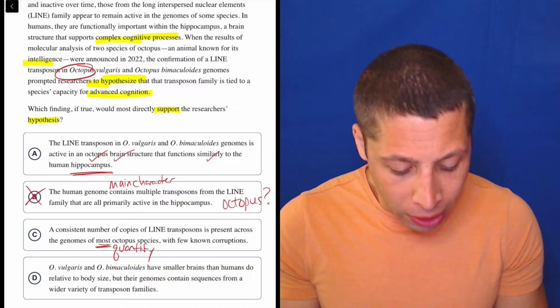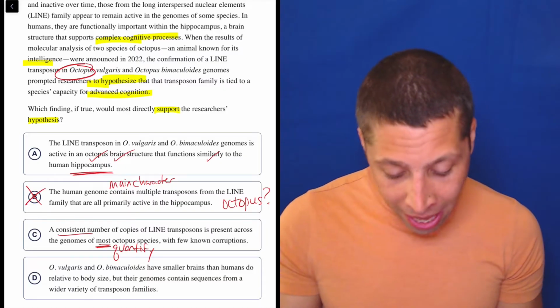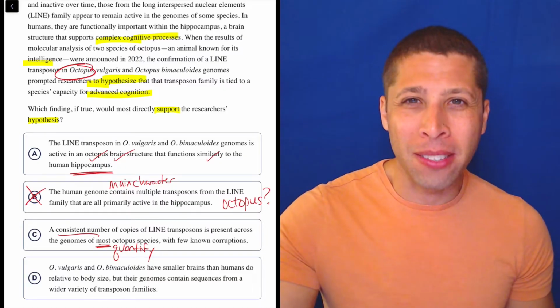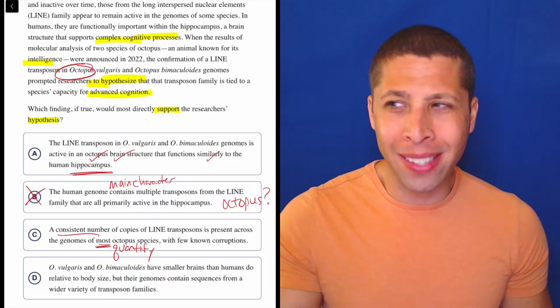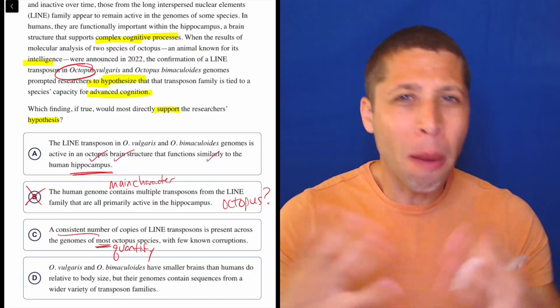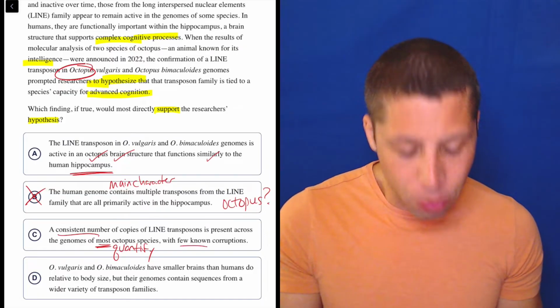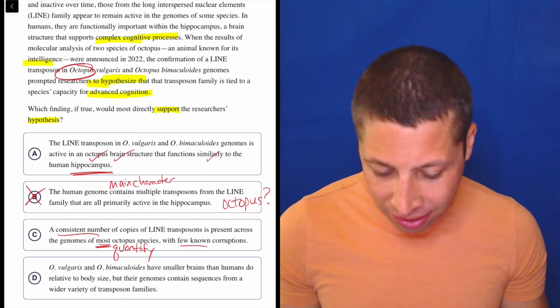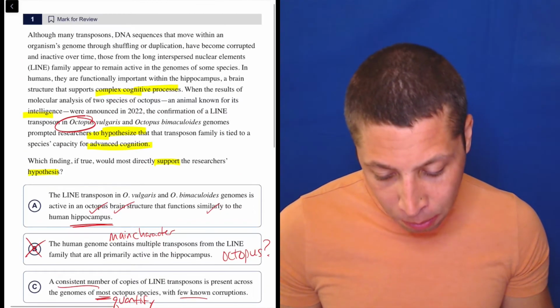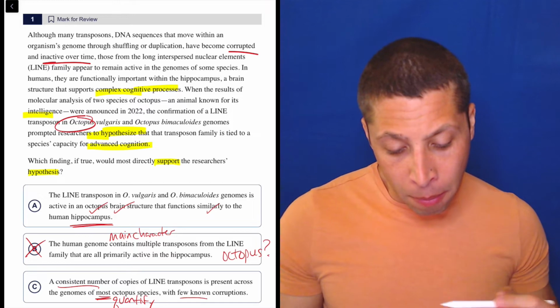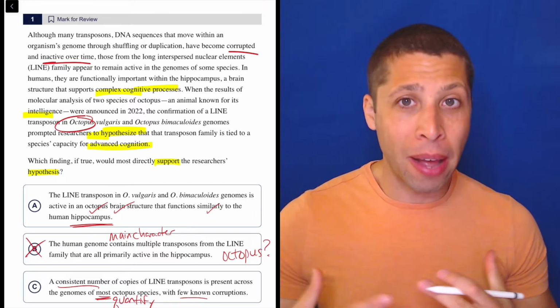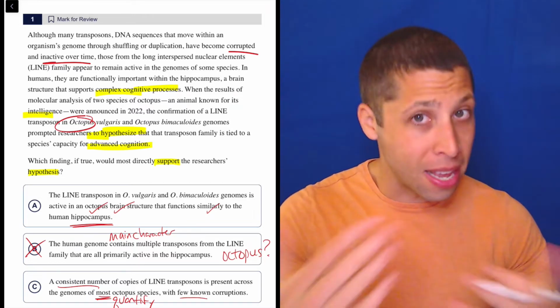But it's not the only quantifier word in this choice, right? A consistent number of copies. Were we talking about the number of copies of whatever this genome thing is? I don't think so. It didn't seem like the number of it mattered. And few known corruptions, again, does it really seem like the number of corruptions is important? I know that they do become corrupted over time, but I don't remember them making a big deal about how the number of corruptions affects anything.